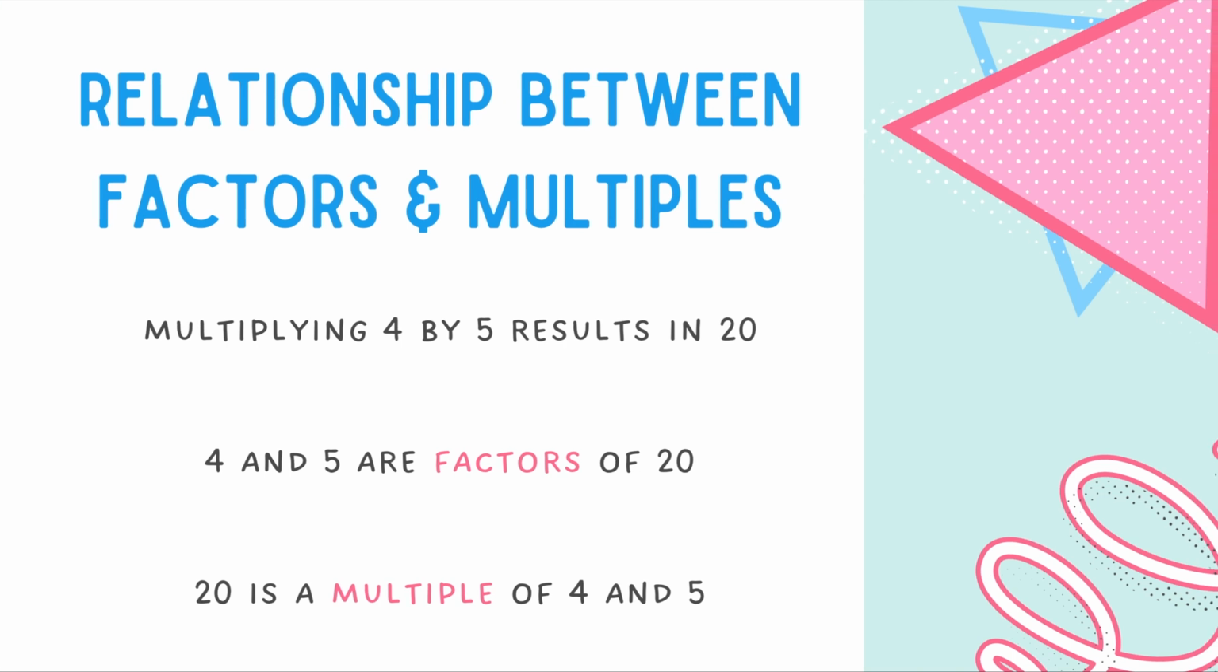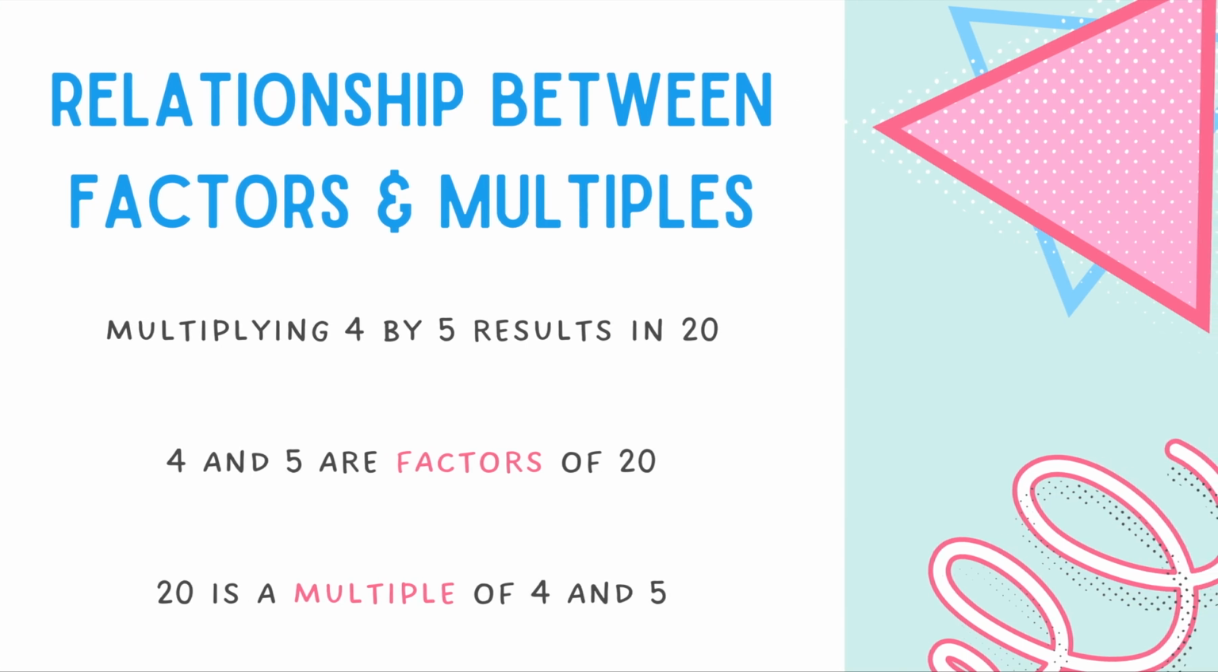The relationship between factors and multiples. Well, for example, if you're multiplying 4 by 5, it results in 20. So 4 and 5 are factors of 20, whereas 20 is a multiple of both 4 and 5.